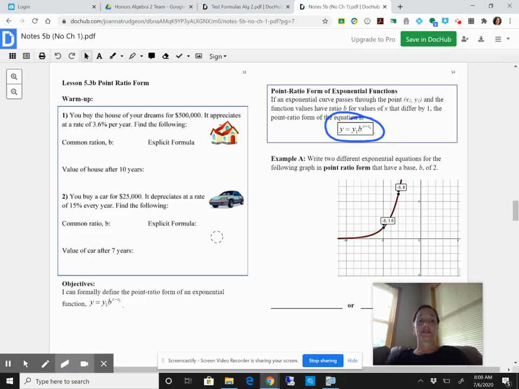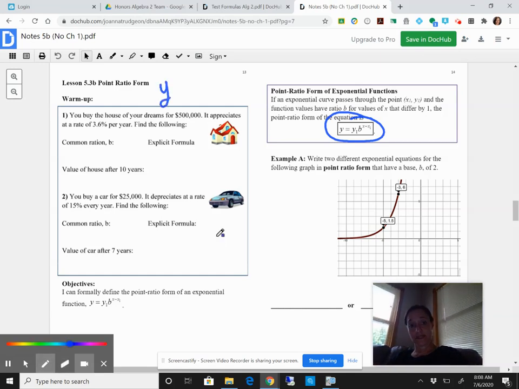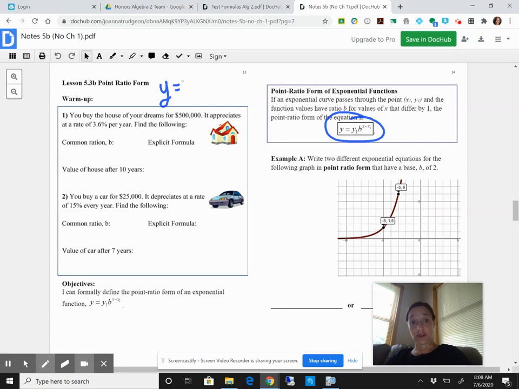Here is the warm-up. There's two questions asking you to, given this scenario, write an equation of an explicit formula. That's like using standard form, y equals ab to the x, okay? That would be when it says write explicit. Point ratio form is also explicit. It's just something where you have an x and a y in it, okay? But we haven't really talked about that yet. And then you can figure out what the value is after 10 years or 7 years, whatever it asks for. So go ahead and do that.